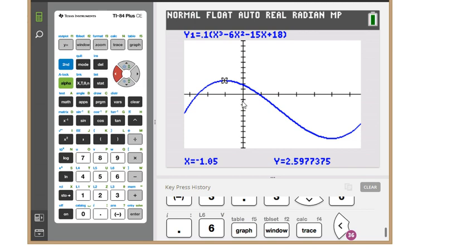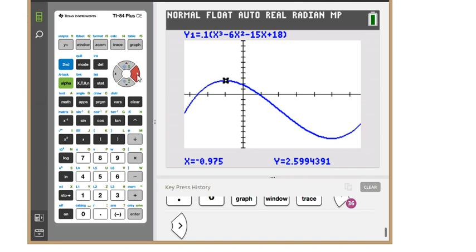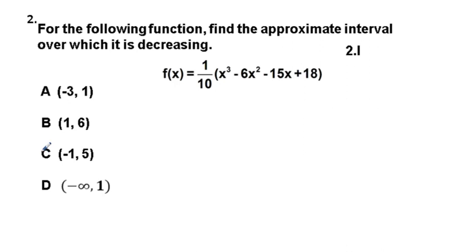So right here, x equals negative 1.5, and now we're decreasing. So we've already gone from x equals negative 1.5, we already have our answer, to x equals approximately 5. So there it is. Our correct answer is C.